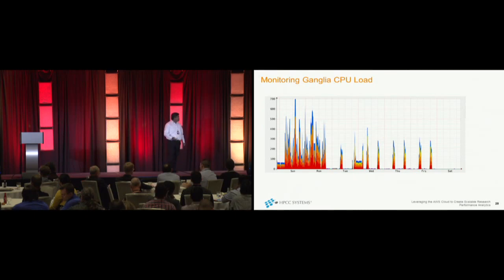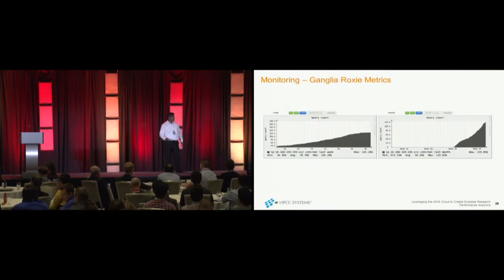Here is a screenshot from Ganglia showing the CPU load, and all the activity you see on Sunday and early part of Monday is due to the weekly job we ran, and other spikes are due to the Delta jobs that we run. Here is another screenshot from Ganglia, and here the Roxy metric query count is shown. It is a cumulative graph, and you can see it for a period of a week and also for a period of a month.